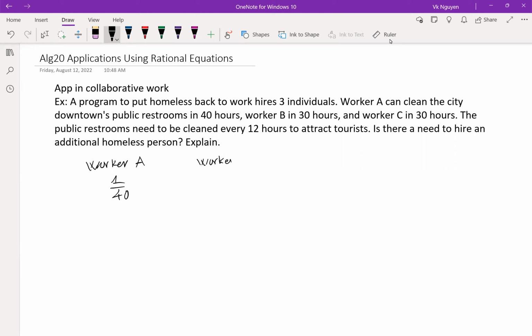Similarly, worker B can get 1/30 of the job done, and worker C can get 1/30 of the job done in 1 hour. So if they work together, then they're going to finish the work in T hours. Right? So T multiplied by working together, meaning add them up, and it will get 100% of the work.